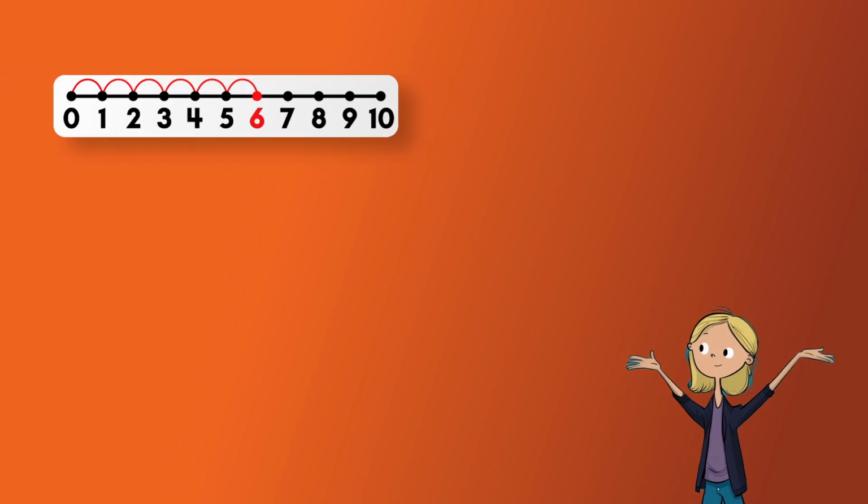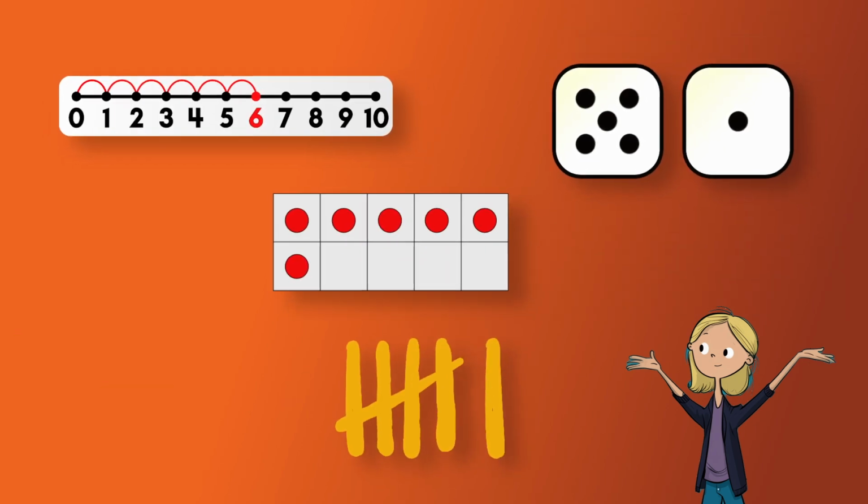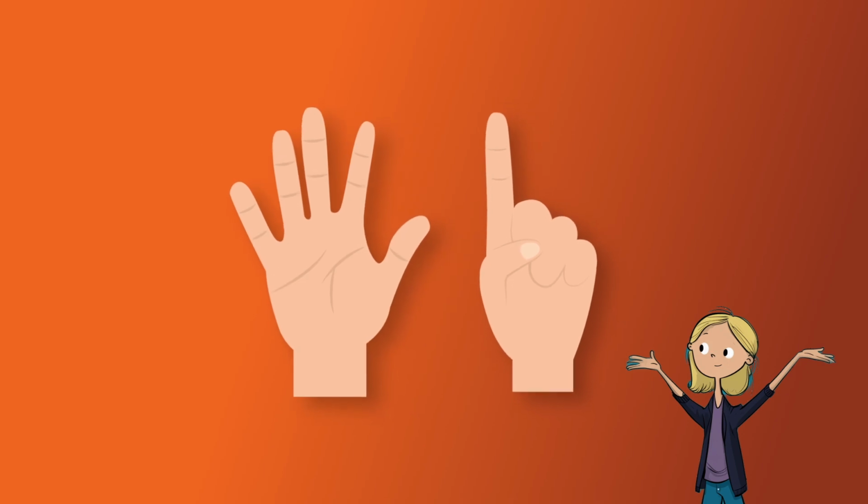Number line, dice, tin frame, tally marks. Now you hold up 6 fingers. Make sure you use 2 hands.